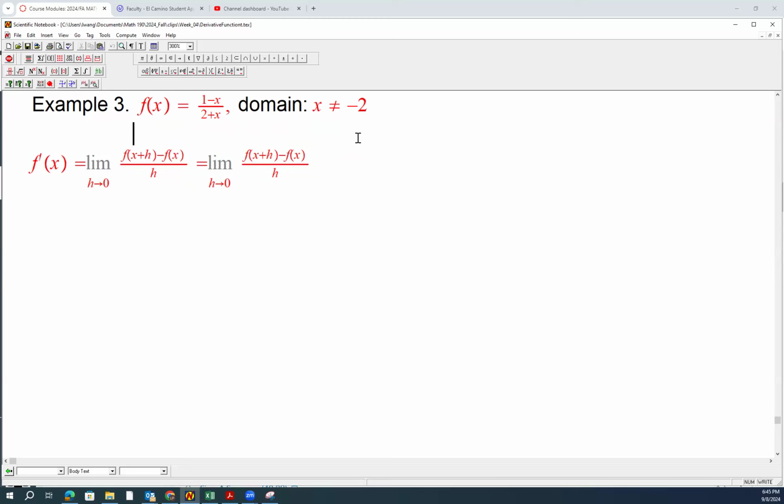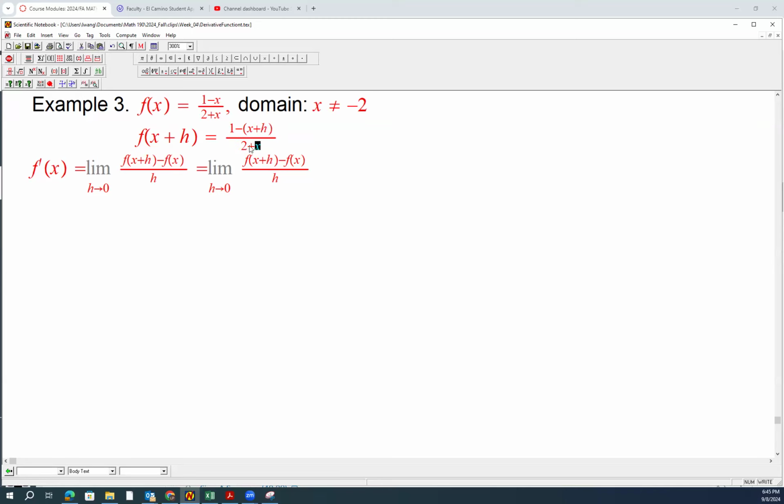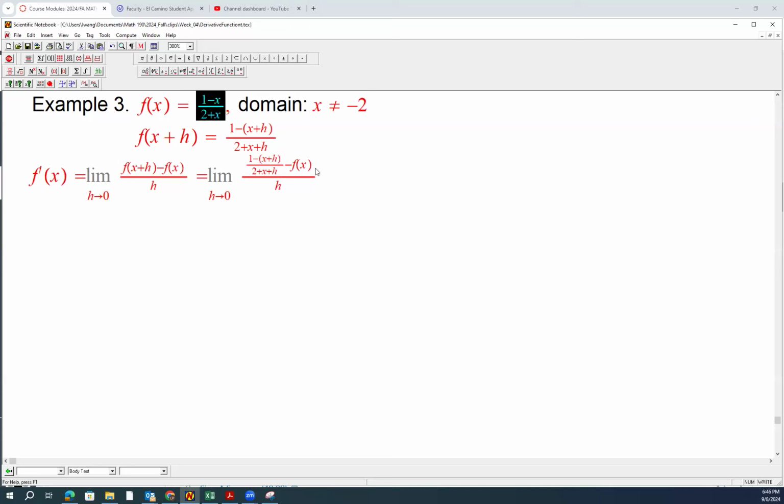What is f of x plus h? Everywhere x will be replaced by x plus h. So this is replaced by x plus h, replaced by x plus h, replaced by x plus h. And so we're going to take that piece and replace f of x plus h, subtracting f of x. This is the reason why a lot of people don't like to deal with this, but you must, right? And you can.